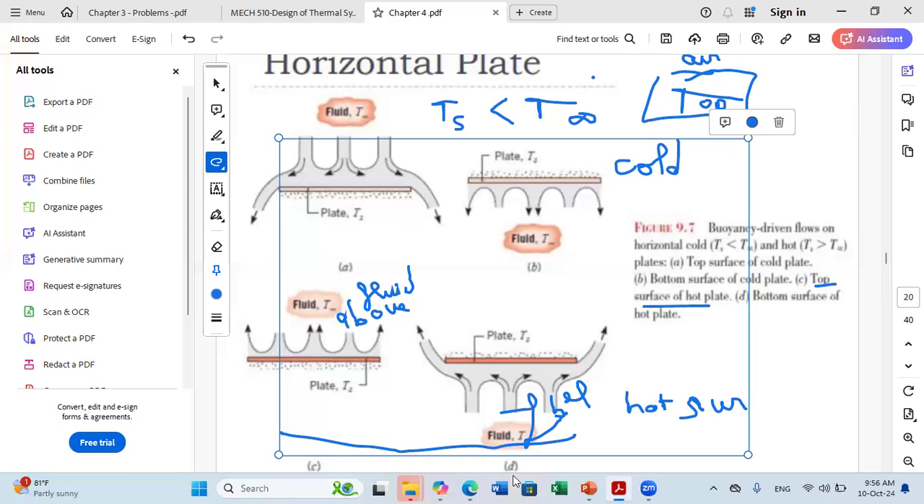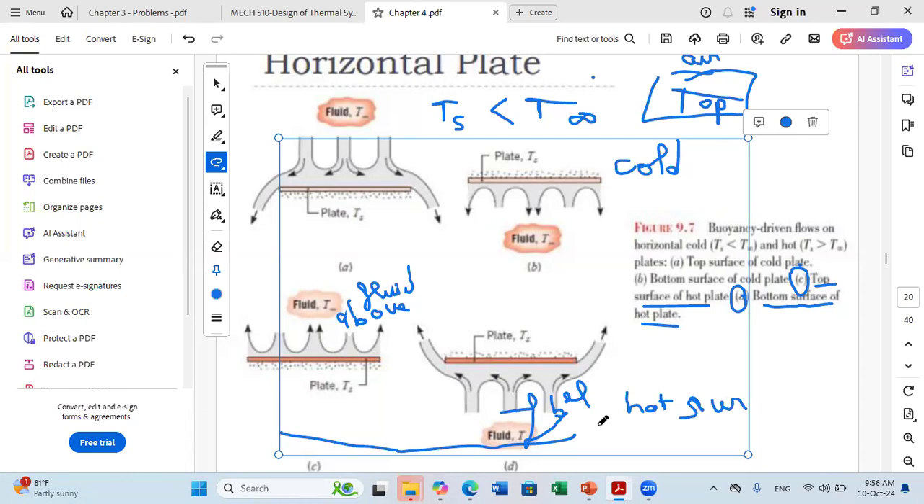While in configuration D, because the fluid is below the surface, the bottom surface will be in contact with the fluid. So case D is called bottom surface of hot plate. Okay? And in our problem, we are in these two cases, C and D. For the surface at top, we have case C, top surface of hot plate, while for the bottom surface, we are in case D. And cases C and D will not have the same formulas for Nusselt. Now we'll see in the next slide.